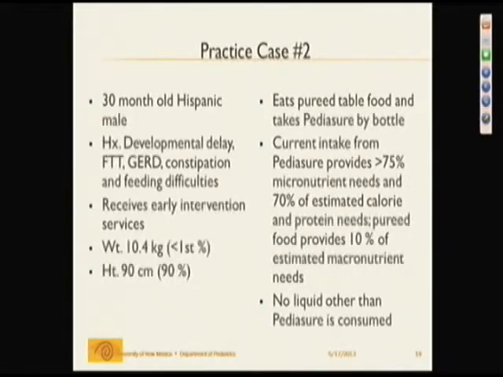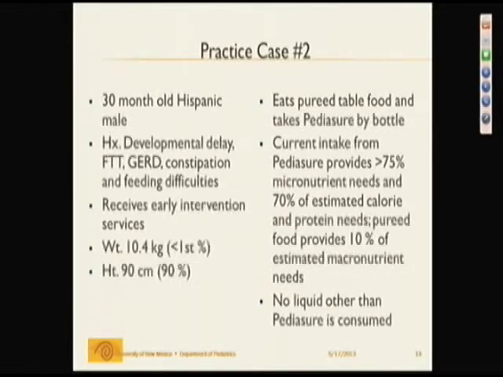All right, second case. So this is a 30-month-old Hispanic male. He has a history of developmental delay, failure to thrive, gastroesophageal reflux disease, constipation, and feeding difficulties. He receives early intervention services. His weight is 10.4 kilograms, which puts him at less than the first percentile, and his height is 90 centimeters at the 90th percentile. So if you saw this child, he'd be tall and skinny.